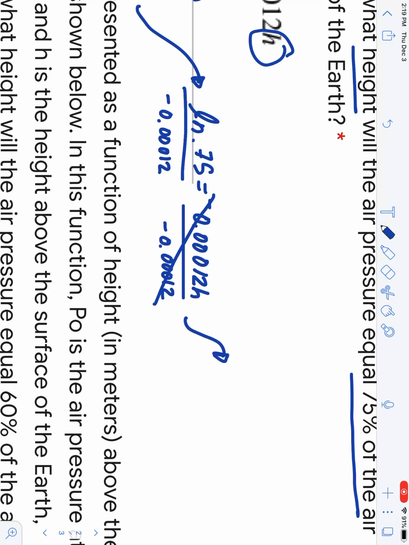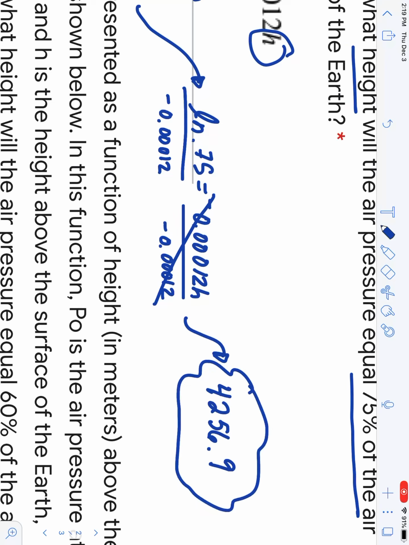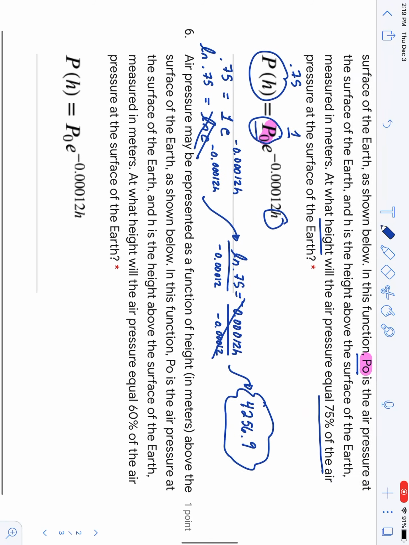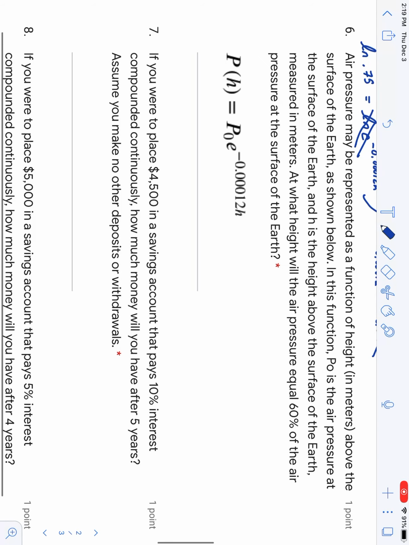You hit natural log 0.75, divide that by negative tiny little number, and we get that h is 4,256.9 meters. You're just going to put in your answers on the Google form, just type in 4256.9. You don't have to label it with meters. Now you're going to try number 6 on your own.